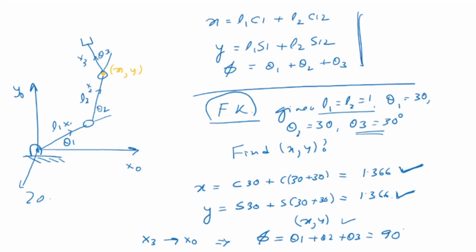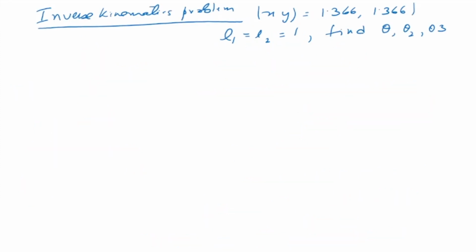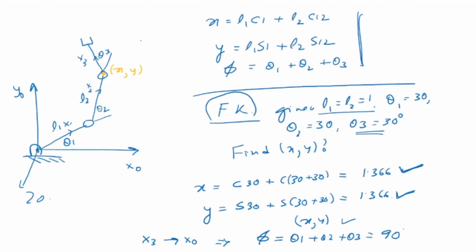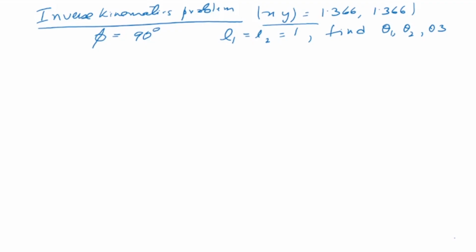Now let me say: find theta 1, theta 2 and theta 3 given x, y equal to this and phi, the angle phi, equal to 90 degrees. So I should get exactly the same answer, if you understand what I'm trying to do. This time I'm giving this as an input and I want you to find theta 1, theta 2 and theta 3 using inverse kinematics or IK. Okay, so how do we proceed?